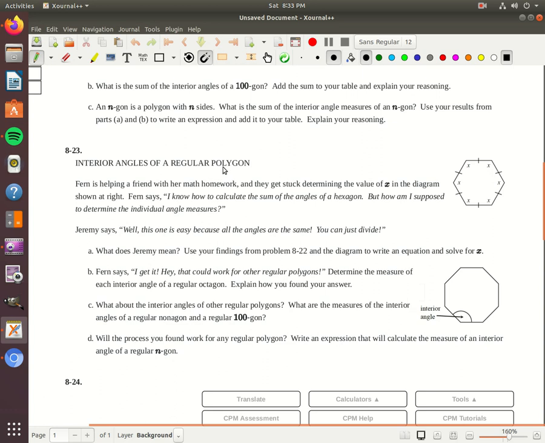So we answered these questions, and we are good to go to 823, interior angles of a regular polygon. Now, again, we said a regular polygon means all the sides and all the angles are the exact same.